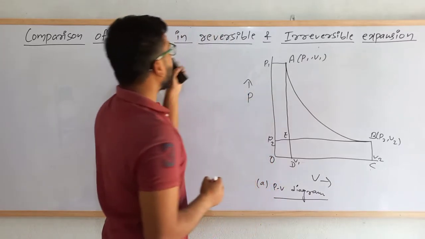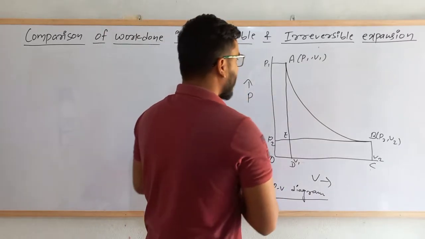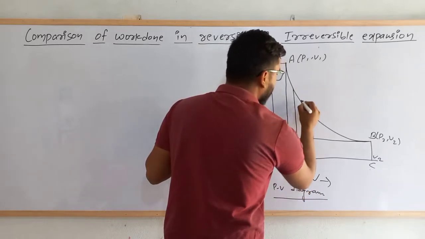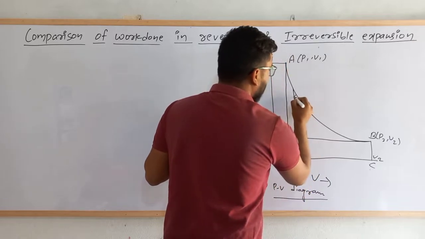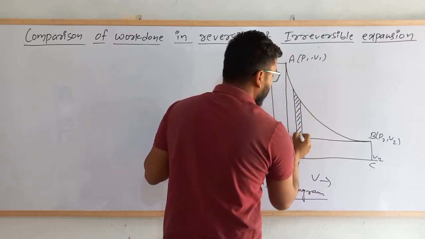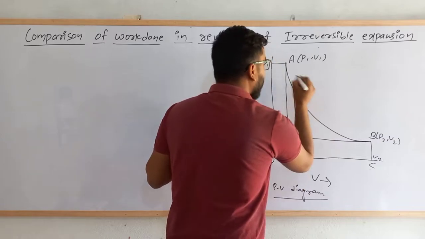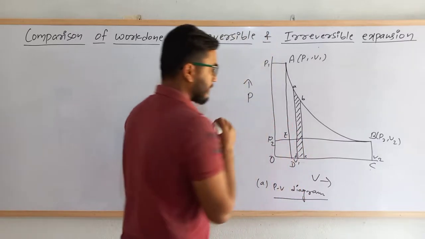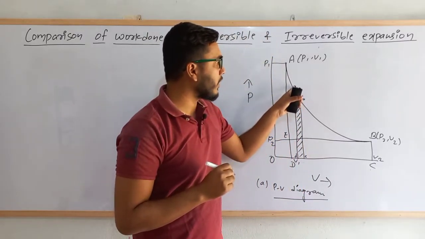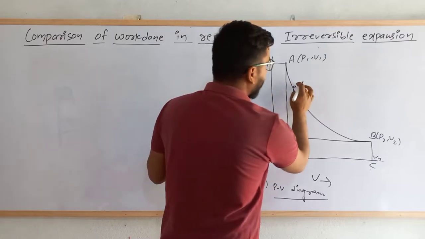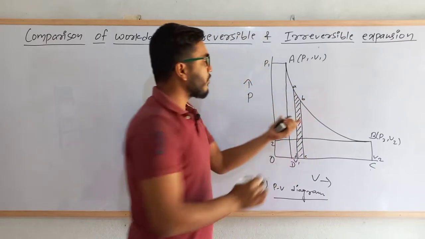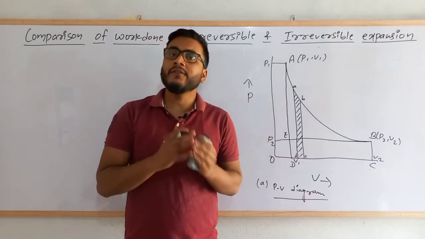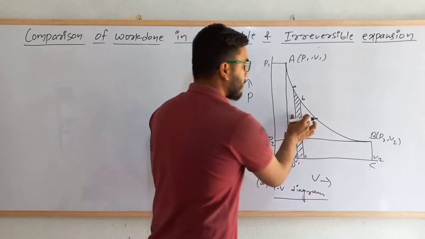Now let's consider the isothermal reversible process first. In the isothermal reversible process, first of all, let's consider a small element like this. This is a small element in the isothermal reversible process. Let's consider this is A, B, and here it is C and D. Now, we need to find out the work done by the gas in expansion from A to B, that is in this small element. We know that the reversible process happens infinitesimally slowly in infinite steps. This is one of the steps.